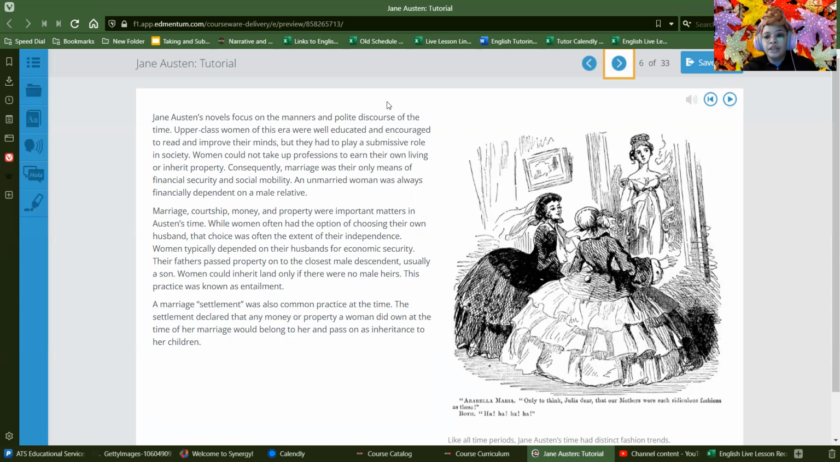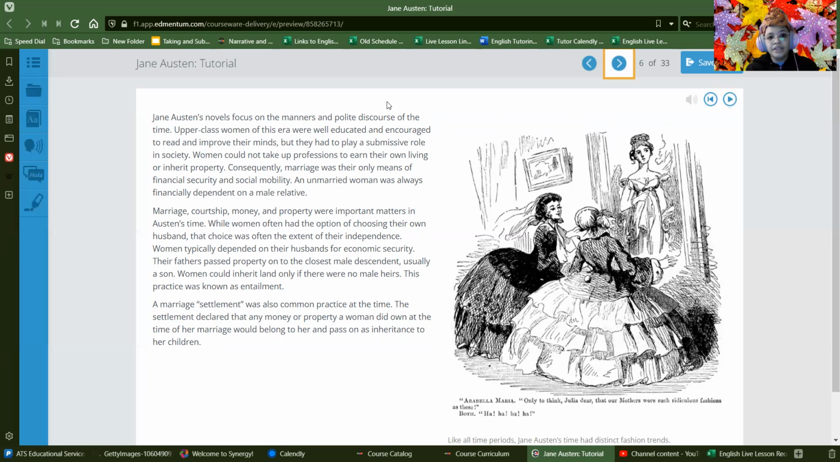They couldn't really take up their own jobs to earn their own money. They couldn't really inherit property unless there were some extenuating circumstances. So marriage was still the only means of financial security. That's not too far off from some of the other periods that we've read about.